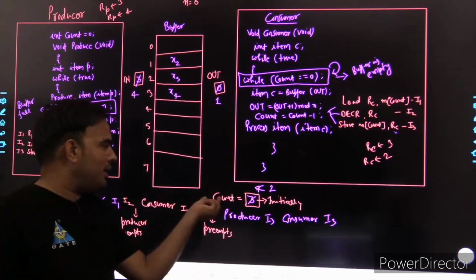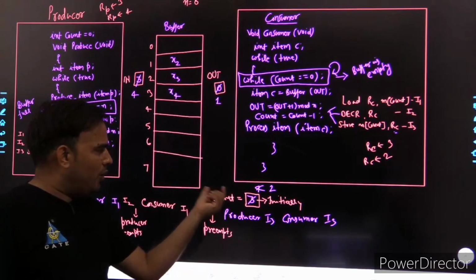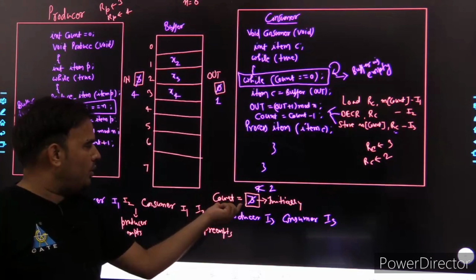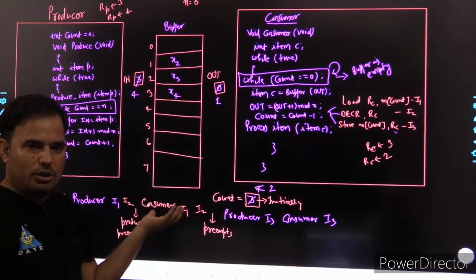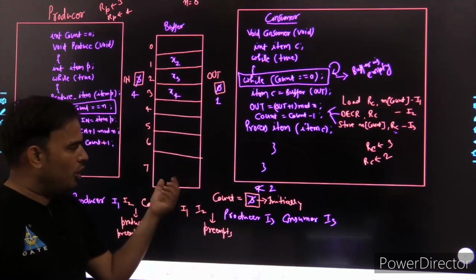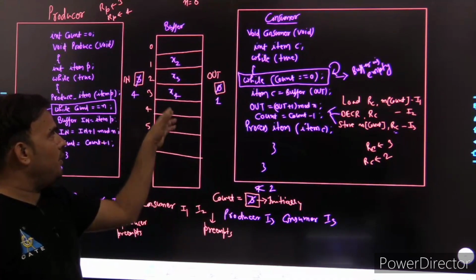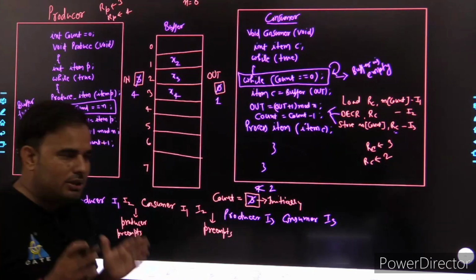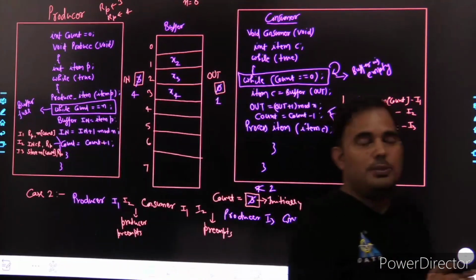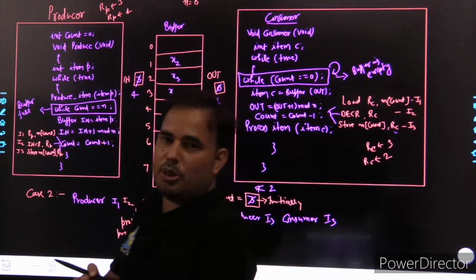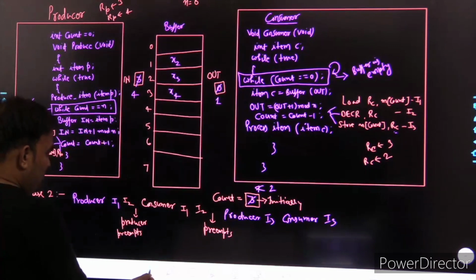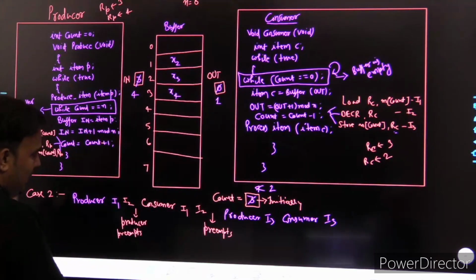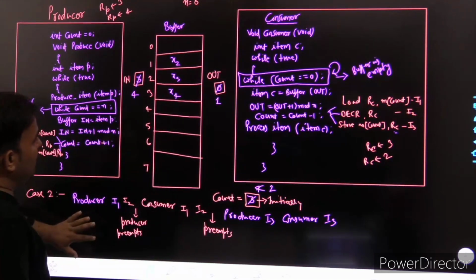Because the count variable value is 2, according to this we need to have only 2 items in the buffer, but here how many items are in the buffer? 1, 2, 3. So this is an inconsistency problem. This problem arises in the producer consumer problem, my dear friends. I hope you understand clearly.